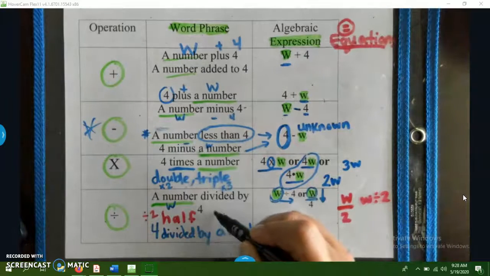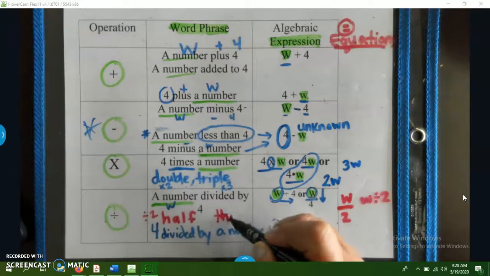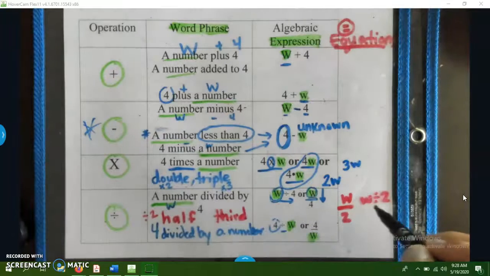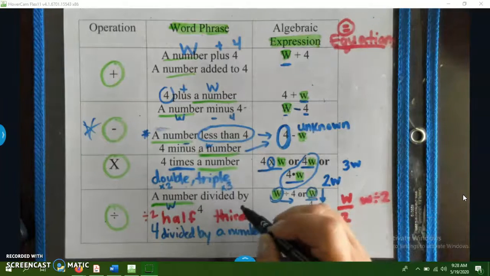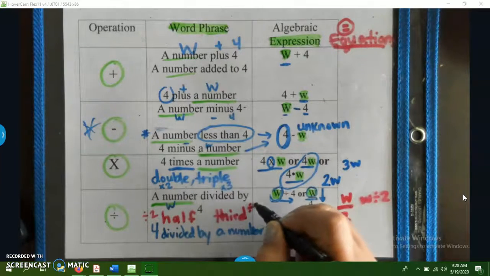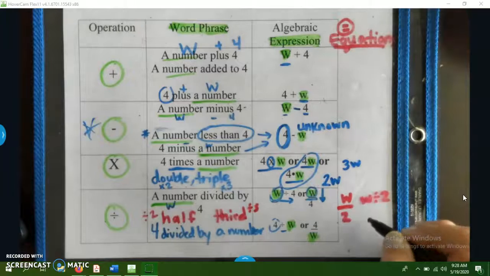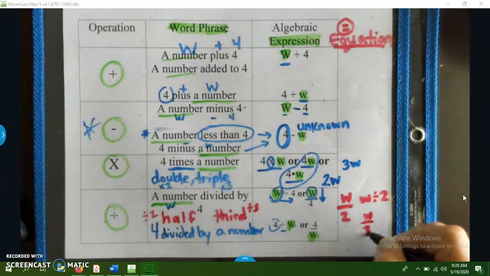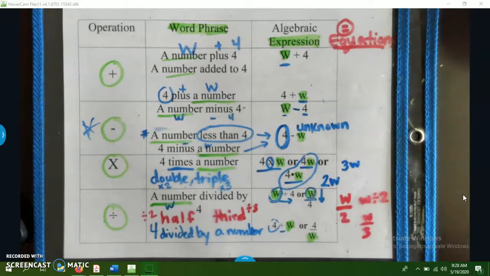Another thing that you may see would be like if I wanted to take a third. Anytime you hear those fraction words, you want to think division because you're cutting it up. So a third of a number would mean divide by what? 3. So a third of a number would be W divided by 3. Just another way you may see those phrases.